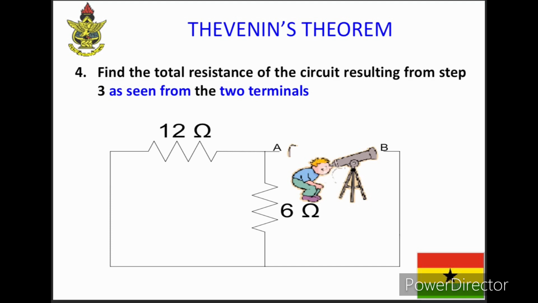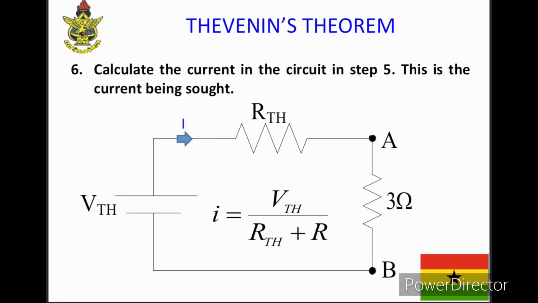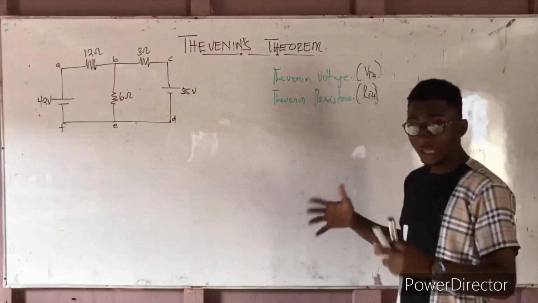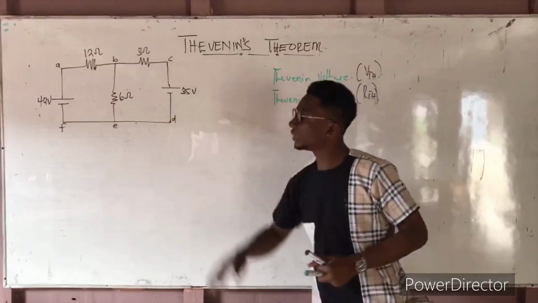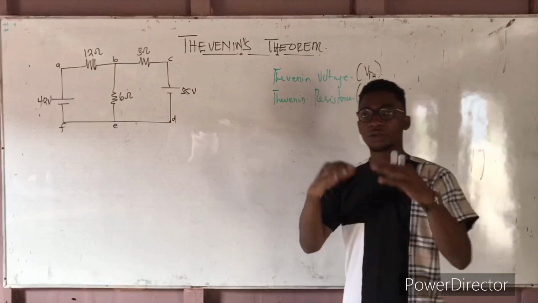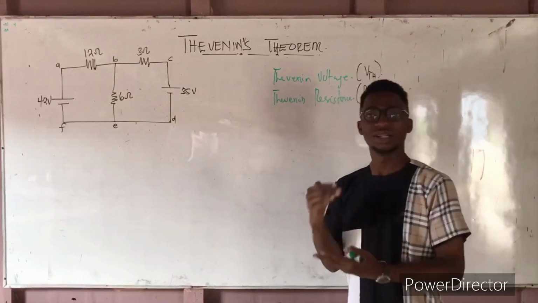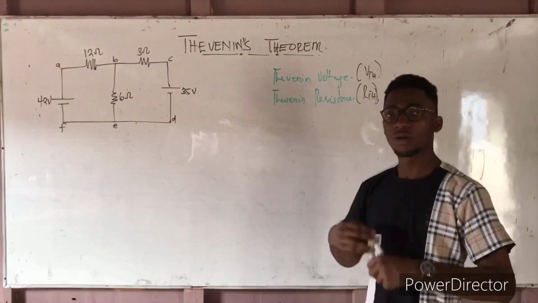Then step 4, find the total resistance of the circuit resulting from step 3 as seen from the two terminals. Step 5, reproduce the Thevenin's equivalent circuit and connect the resistor whose current is to be found. And step 6, you calculate the current in the circuit in step 5, and this is the current being sought. So now, when we come to this question, to analyze it critically, I took you through the slides, that is the steps for Thevenin's theorem, or how you can go about it.